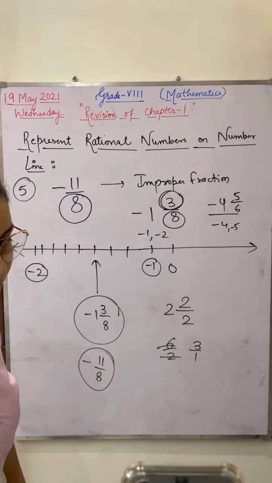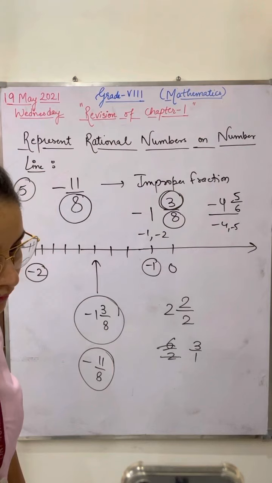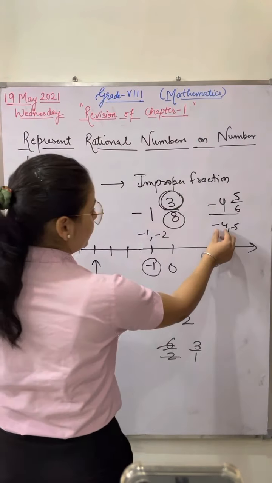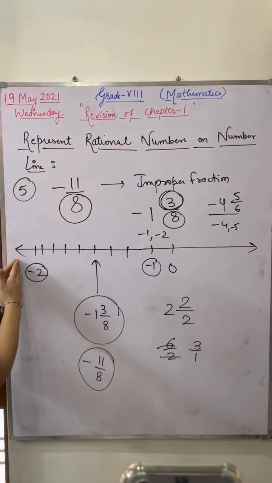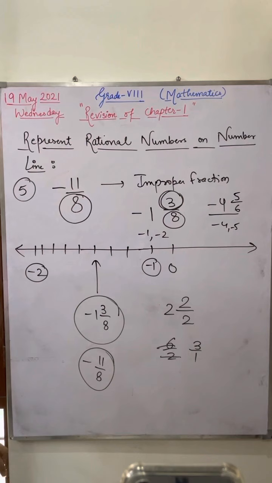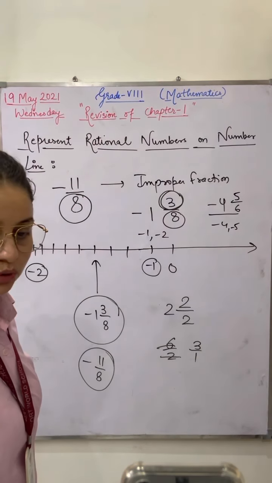No, ma'am, the question will be minus 4, 1. Yes, if the question is minus 4, then you have to go this side. It will lie between minus 4 and minus 5. Okay, yes, next question.